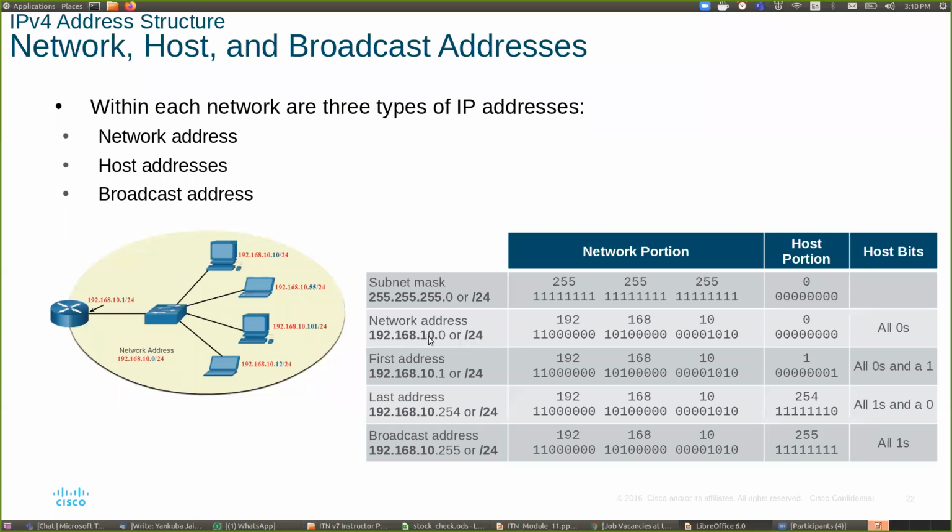192.168.10.0/24, it is the network address. So after you have done your subnetting, your first usable IP is going to be 192.168.10.1, and your last usable IP is going to be 192.168.10.254. The broadcast address is going to be 192.168.10.255. Is that clear?